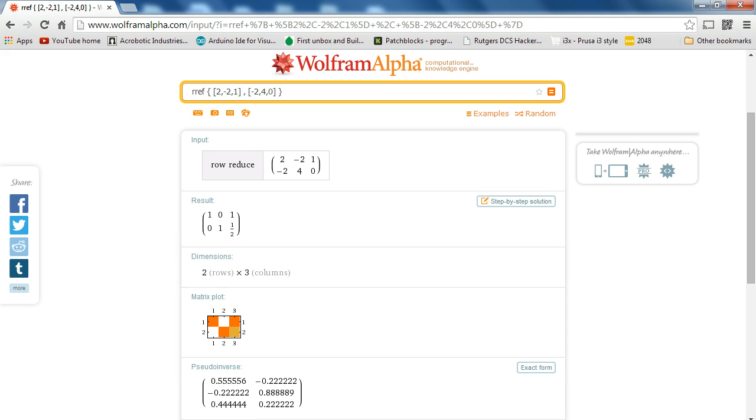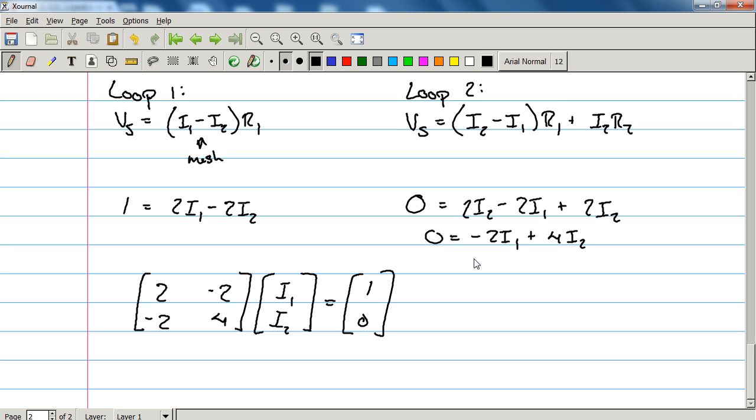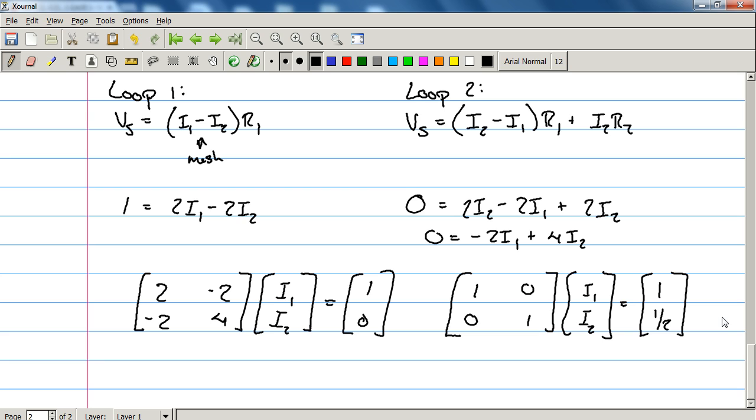Can I? No, I can't. So I'll just write it down because I've got it written down here. If you reduce row echelon this, you get something that looks like this: 1, 0, 0, 1, with I1, I2 equals 1, 1 half. So what this means is 1 times I1 plus 0 times I2 is 1, and 0 times I1 plus 1 times I2 is 1 half. So if you just write that out, I1 is 1 amp, and I2 is 1 half amp.